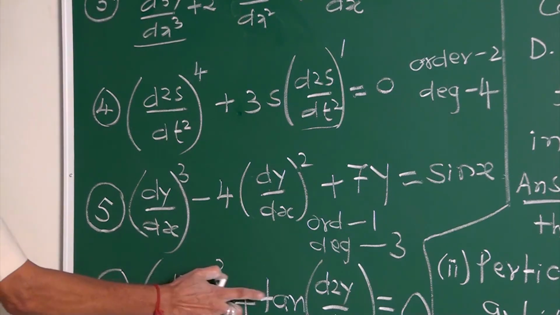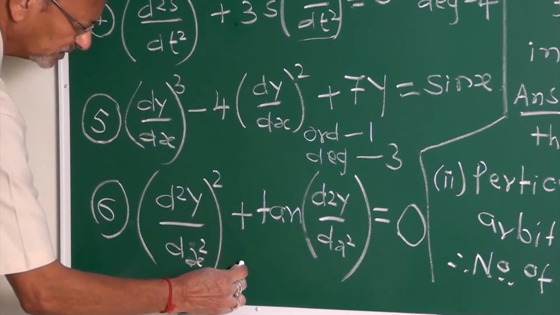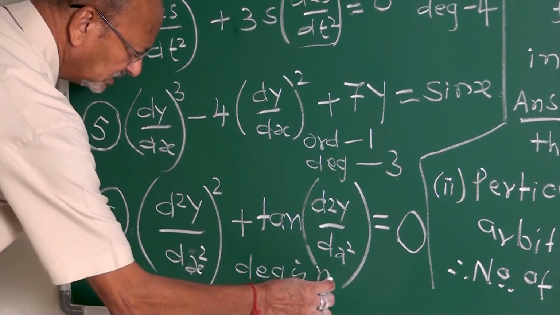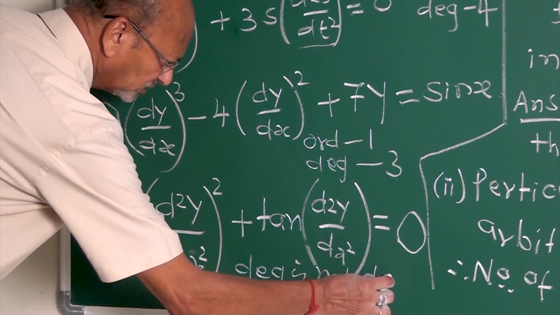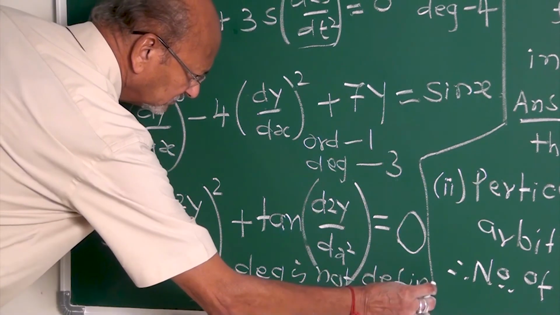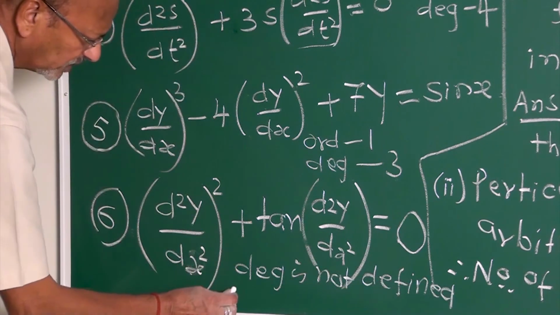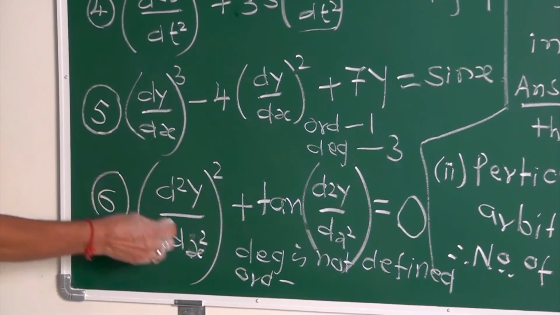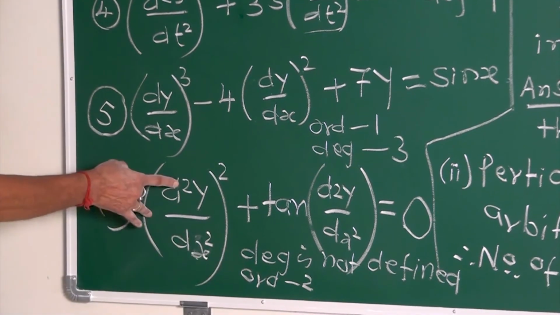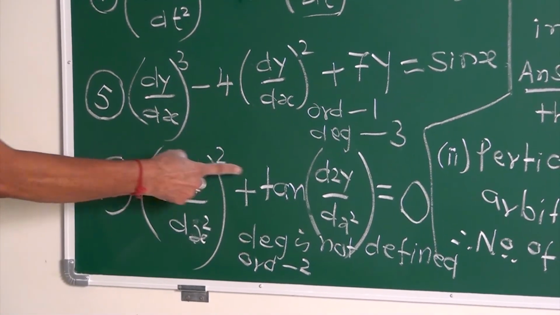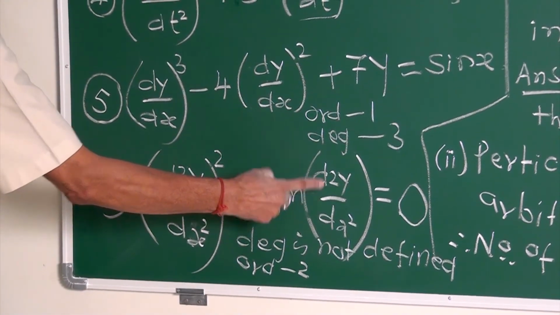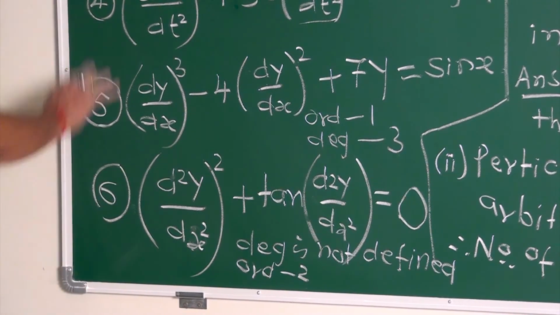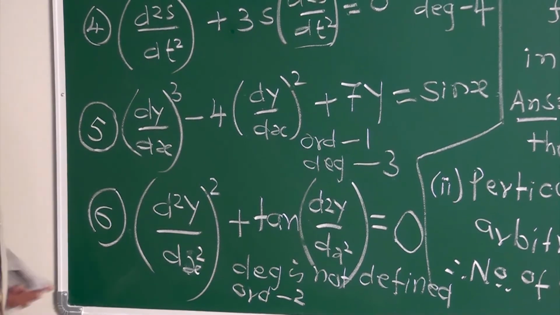This, my friend, has a tan of derivative, which means the degree is not defined. And what about the order? Highest order. Order is 2. Don't write its power, because a tan of the derivative means the degree is not defined. Order is 2. These are 1 mark, 2 mark questions.